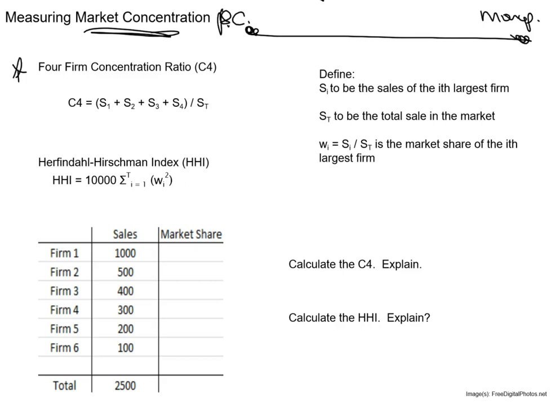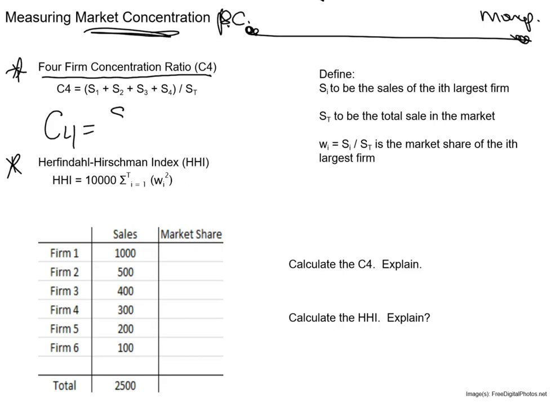We have two main tools that we use for that. We've got the four-firm concentration ratio, the C4, and we've got the Herfindahl-Hirschman index, or more commonly the Herfindahl or the HHI. So the C4: to make sure it's totally clear, the C4 is S1 plus S2 plus S3 plus S4 divided by ST, where Si is equal to the sales of the ith largest firm. So S1 is the sales of the number one firm in the industry, S2 is the sales of the number two firm in the industry, and so on, and ST are the total sales in the industry.